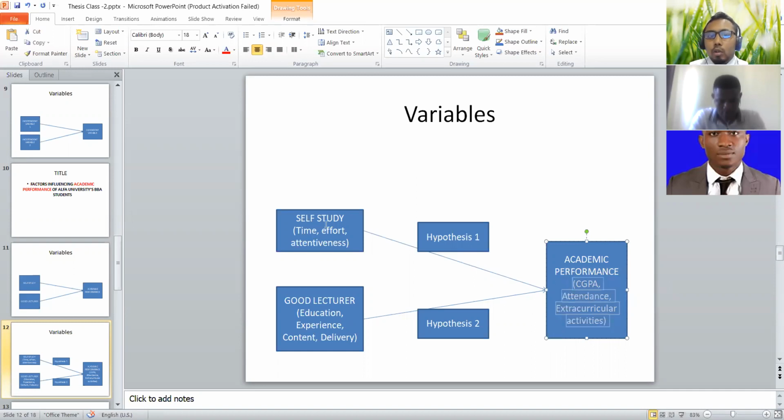And you also have to find out how you measure the self-study. Like self-study, how much time you give for the self-study, how many hours you give. If you give some effort, your dedication, your attentiveness, how attentive you are. So these are the measurements of the self-study you have to find out.